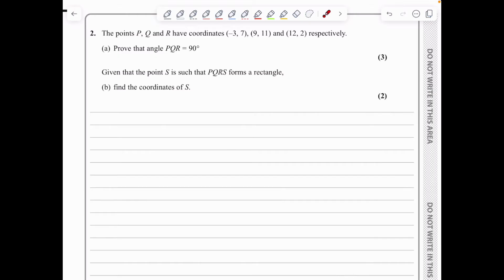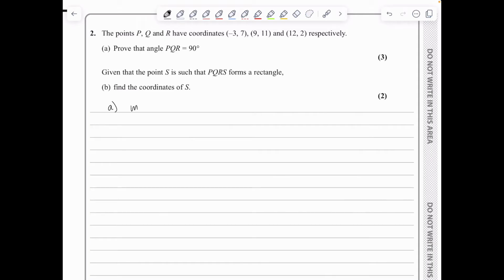In question 2, we've got these 3 points, P, Q, and R with the given coordinates. We need to prove that angle PQR is 90 degrees. Now, there are many ways you can approach this. Perhaps the easiest way is to consider gradients. So if angle Q is a right angle, that means that the gradient of PQ and the gradient of QR should be multiplying out to -1 to prove that they are perpendicular and therefore the angle is 90 degrees. So let's just do this.